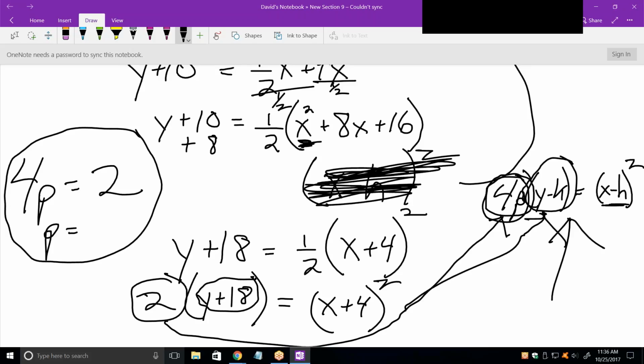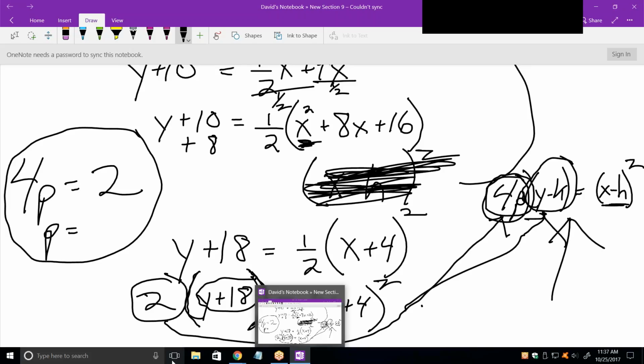Okay. And I don't distribute it. It is not 2y plus 36. I want to make sure that that 2 is in front of the entire parentheses, y minus k, because that's what the general format is. It's 4p times the quantity y minus k equals the quantity x minus h squared. So we got it into the format, and now it's a simple matter. That's the hard part. The simple part is equating these two coefficients.